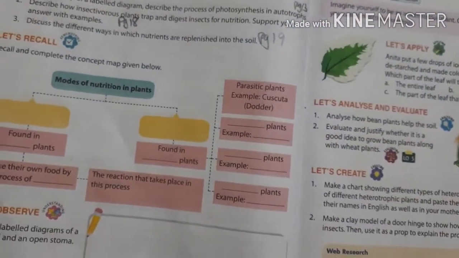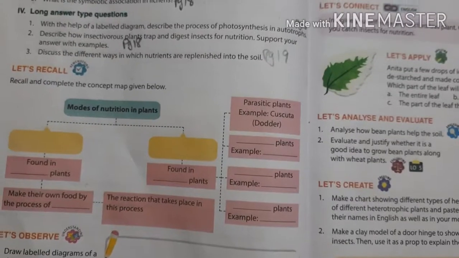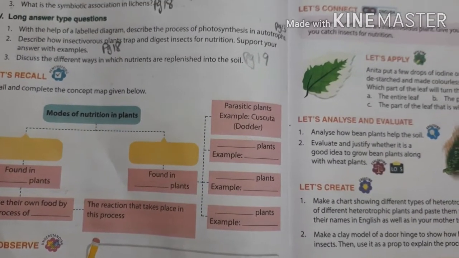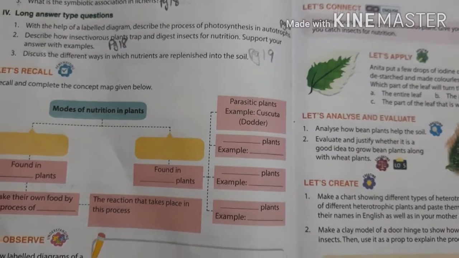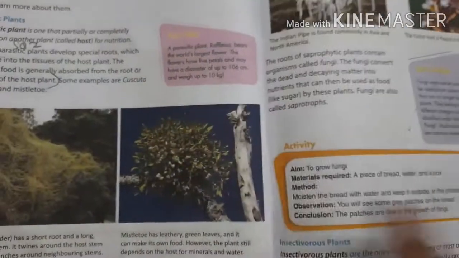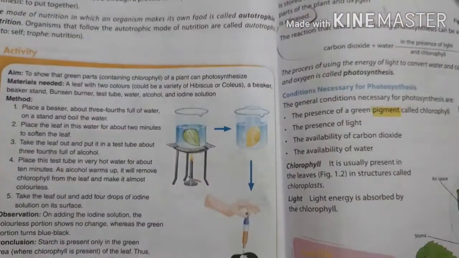Now come to the long question answers. What is the first long question? The first long question is: with the help of a labelled diagram, describe the process of photosynthesis in autotrophs. For this, you have to come to page number 13. So let us come to page number 13.